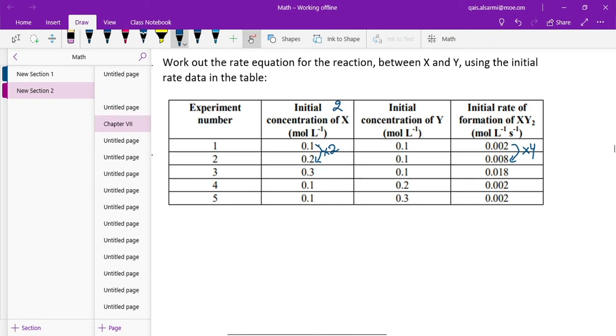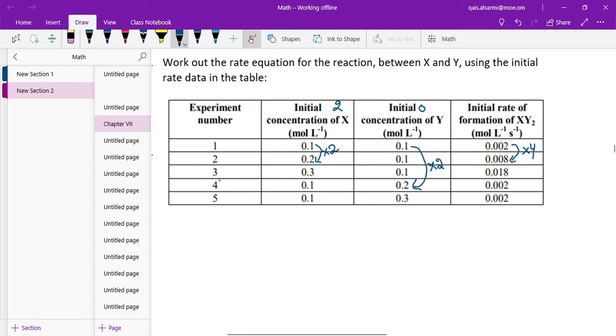Now I need to fix X and check the effect of changing Y, if there is any. So I'll consider the experiments 1 and 4. Between 1 and 4, X is not changing. However, Y is changing from 0.1 to 0.2. What's happening? It's multiplied by 2. What's happening to the rate? Nothing. So therefore, the rate order with respect to Y is 0.